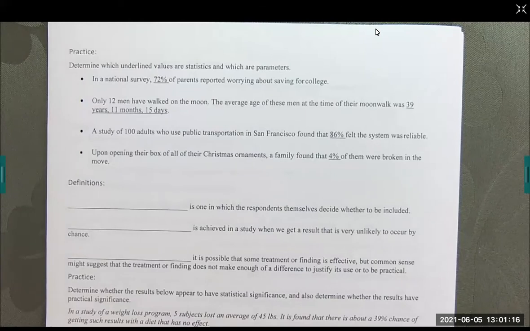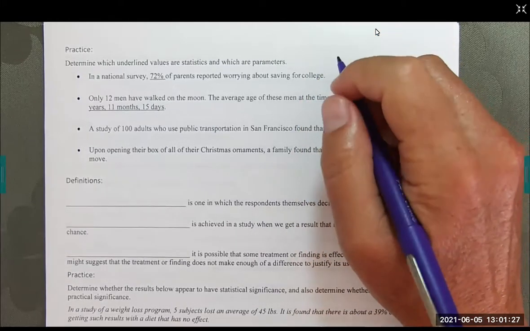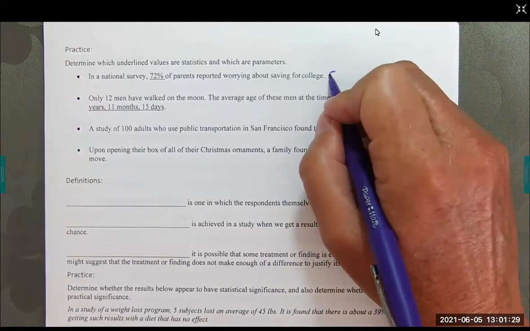All right, so in a national survey, 72% of parents reported worrying about saving for college. Now, national surveys are never the entire population. It's just a portion of it. So this is definitely going to be a statistic.